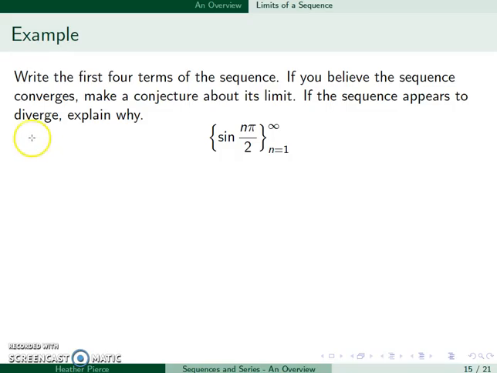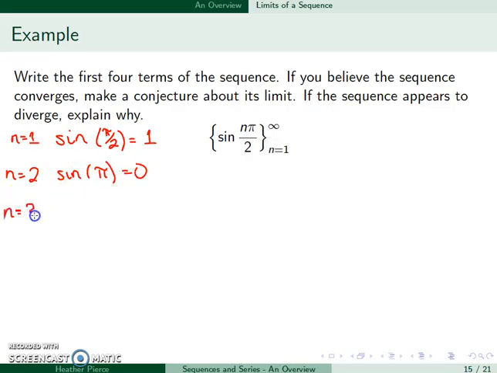Next, let's consider this one. For n equal to 1, I have sine of pi over 2, which is 1. For n equal to 2, I have sine of pi, which is 0. For n equal to 3, sine of 3 pi over 2, which is negative 1. And for n equal to 4, sine of 2 pi, which is 0.